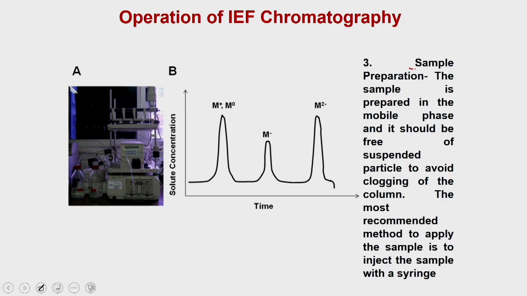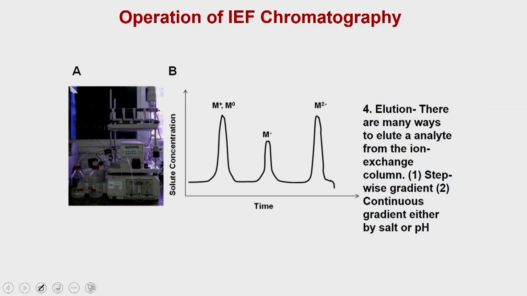you prepare the sample. The sample is prepared in the mobile phase, and it should be free of suspended particles to avoid clogging of the column. So, when you prepare the sample in the mobile phase, there should be no change in pH, and the mobile phase should not have any particulate matter so that it does not clog the column, otherwise it will not allow the run of the buffer. Then you can use the injection valve to inject the samples.